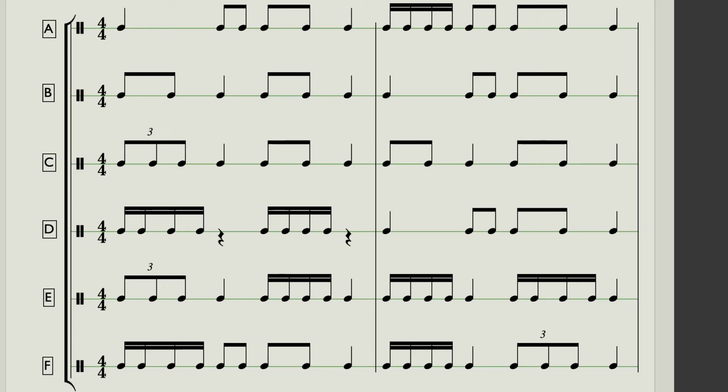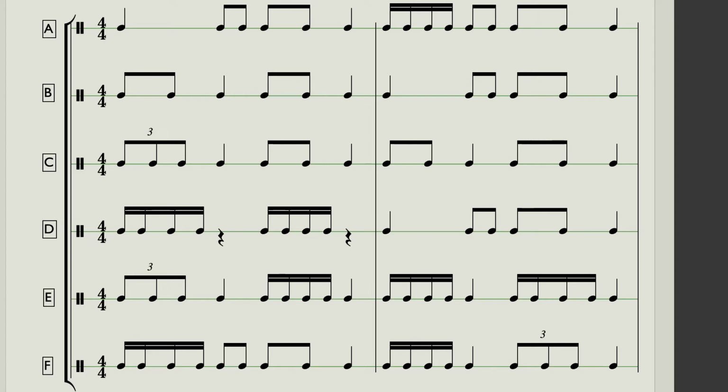All right, let's do E and F together again. Ready? 1, 2, 3, and 4, and triola ta, ticka ticka ta, ticka ticka ta, ticka ticka ta, ticka ticka ti, ti, ti, ti, ta, ticka ticka ta, triola ta.